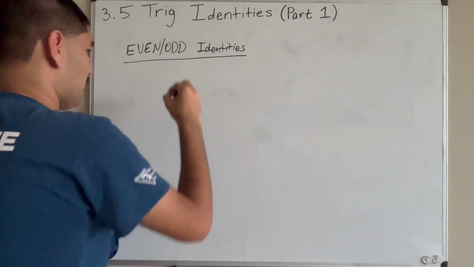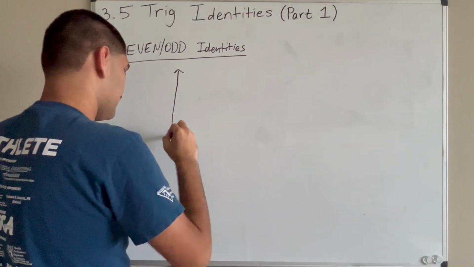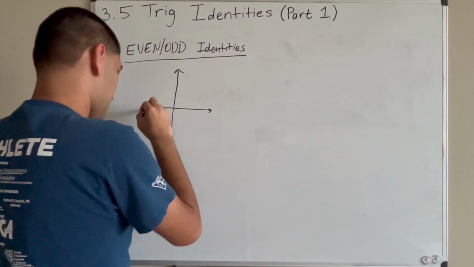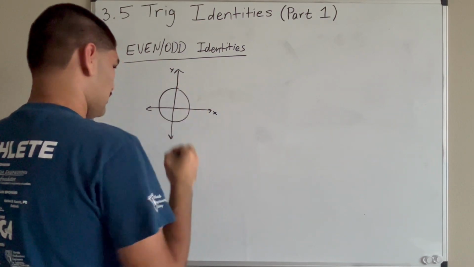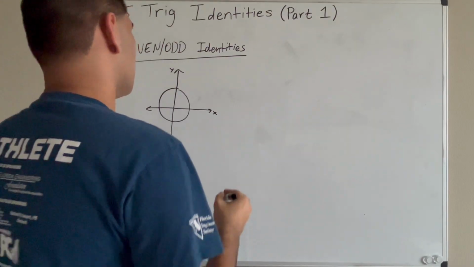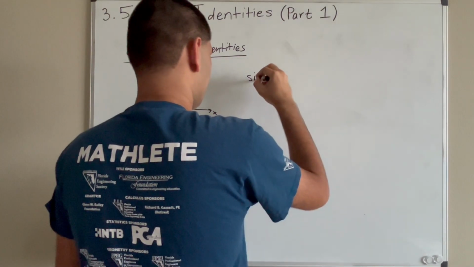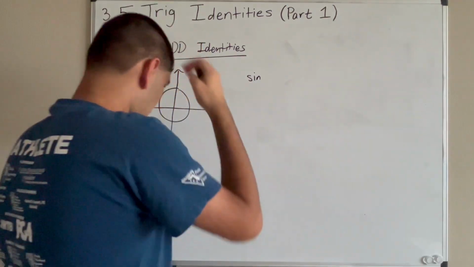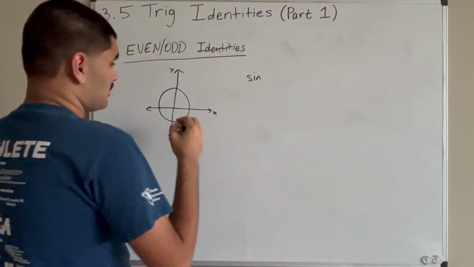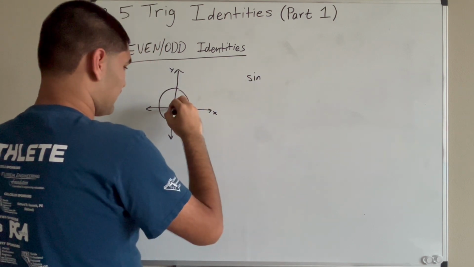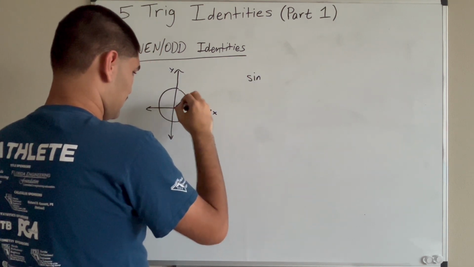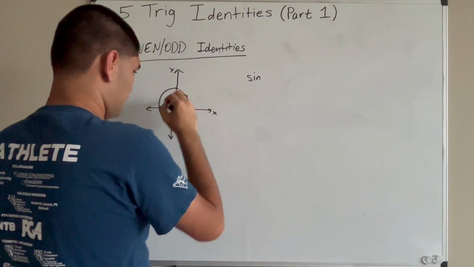Okay, so again, let's look at the unit circle. First, let's look at sine. Notice that if we have sine of theta right here, this corresponds to a positive value.